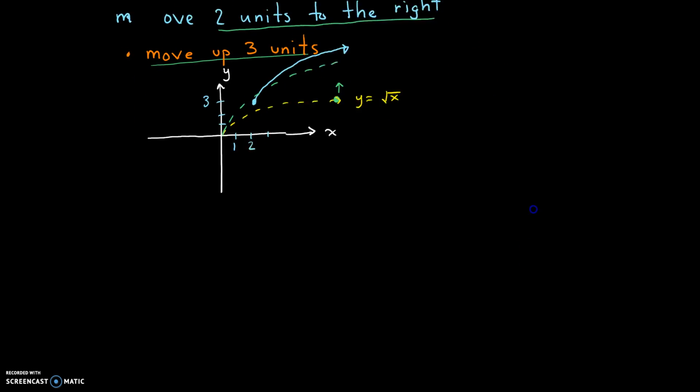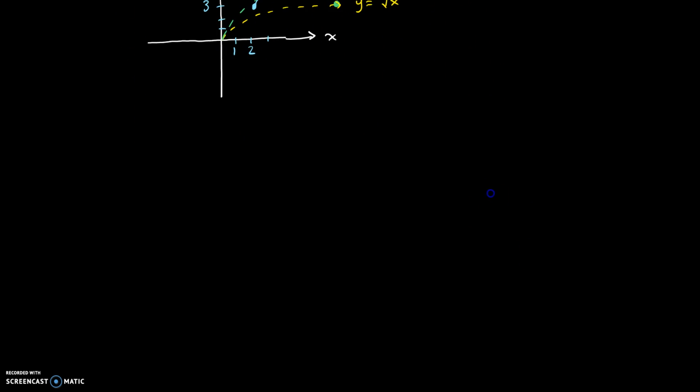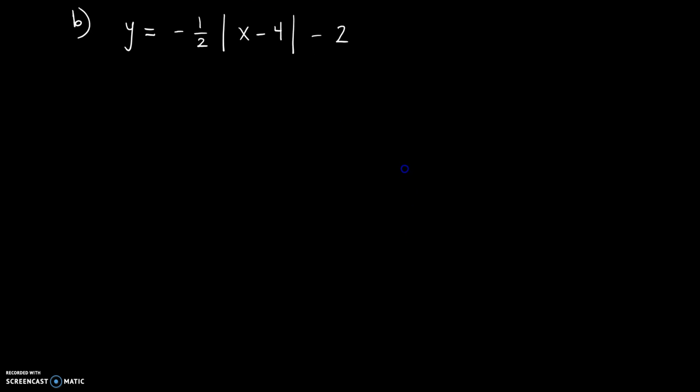Let's look at one last example here, and then we'll call it a day for this video. So let's see, part B. If I gave you y equals negative 1/2 the absolute value of x minus 4, and then minus 2. Again, we're just going to describe the transformation step by step. Let's start off with the negative. The negative just tells us that we are going to reflect across the x-axis first. So we'll look at that in just a bit.